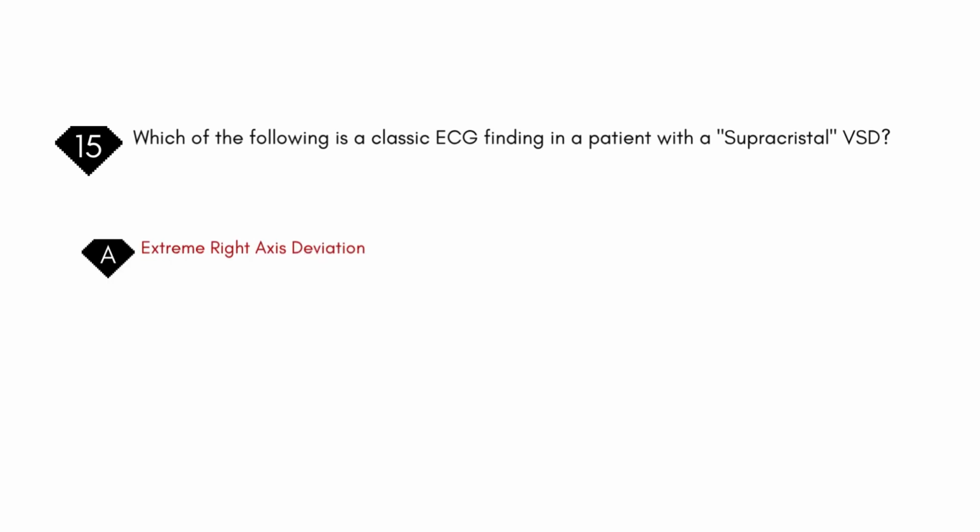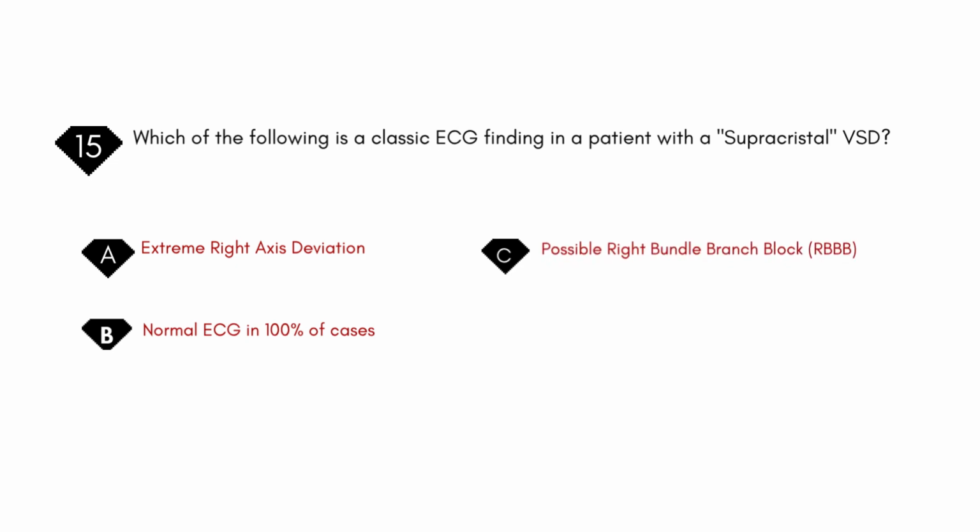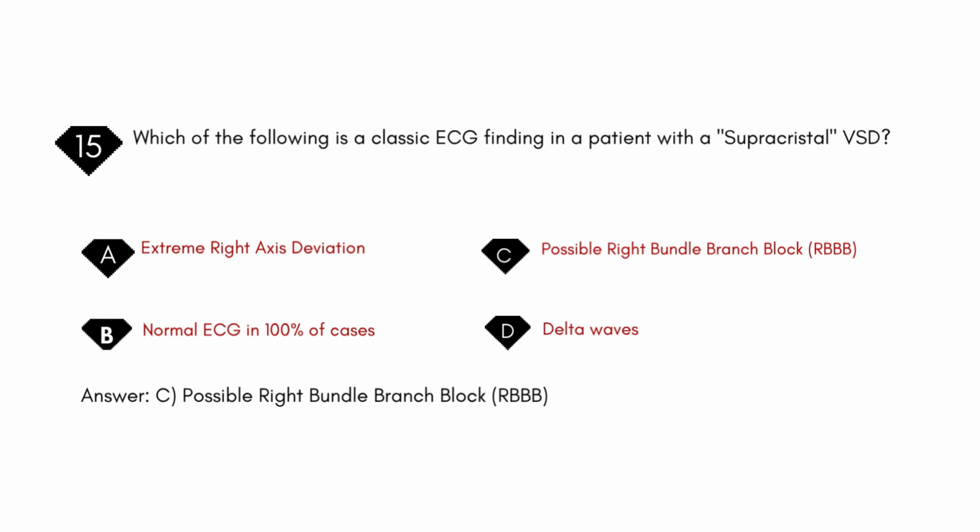Which of the following is a classic ECG finding in a patient with a supracrystal VSD? A. Extreme right axis deviation. B. Normal ECG in 100% of cases. C. Possible right bundle branch block, RBBB. D. Delta waves. Answer: C. Possible right bundle branch block, RBBB.